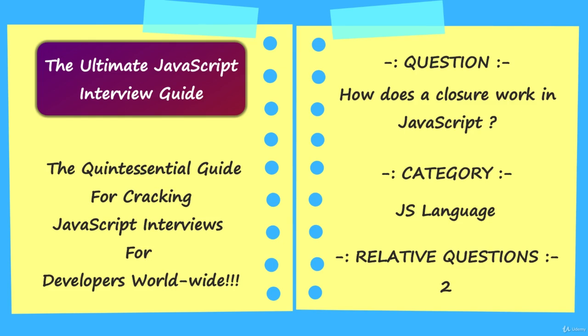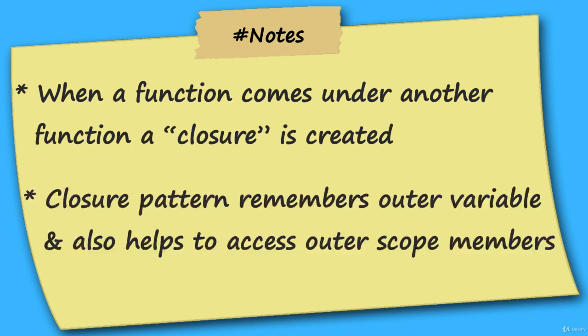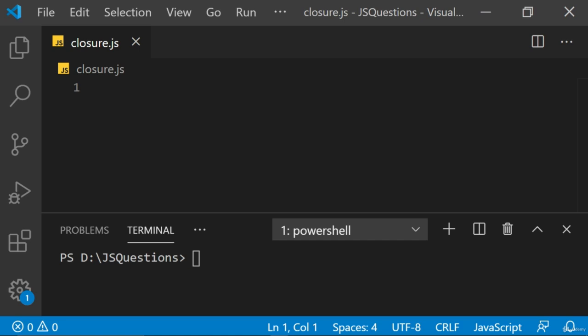So let's begin. Ideally, when a function comes under another function, a closure is created. Closure pattern remembers outer variable and also helps to access outer scope members. These terms might sound a little confusing, but as we go on, you will have a clear idea of it. We will start with a simple example.